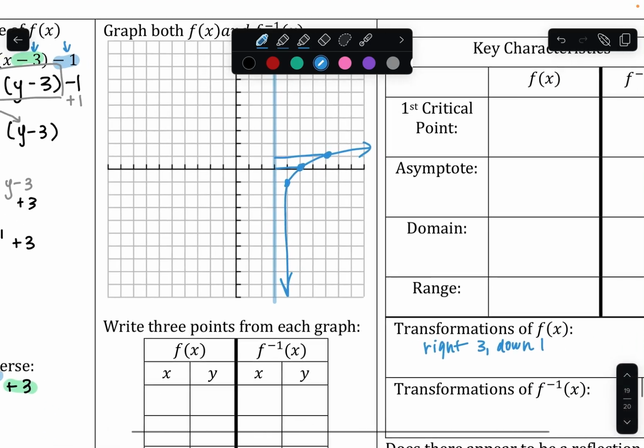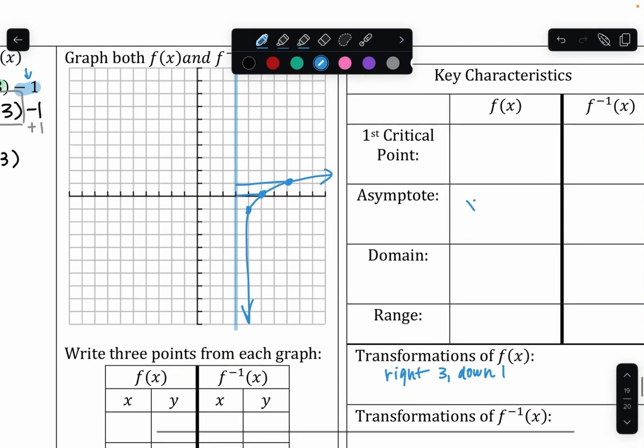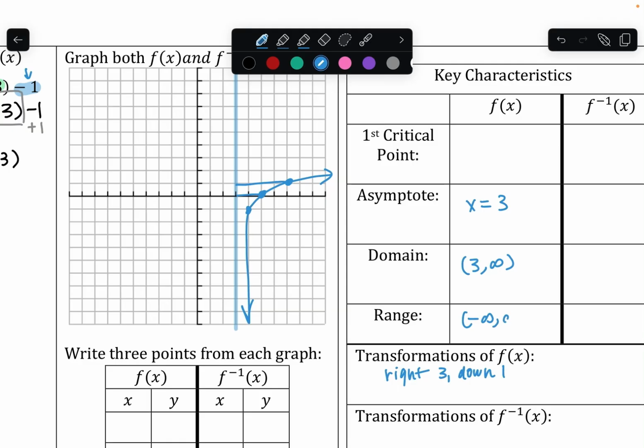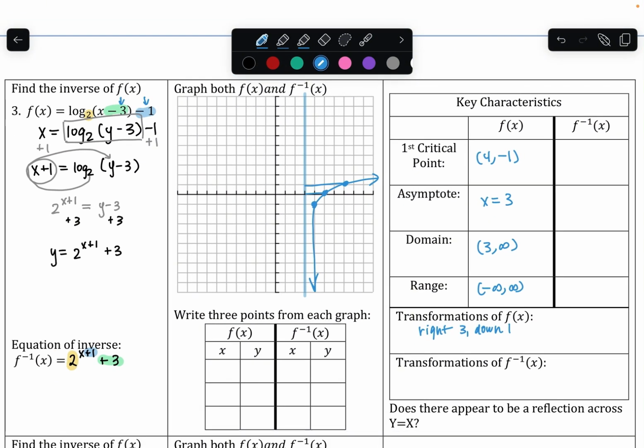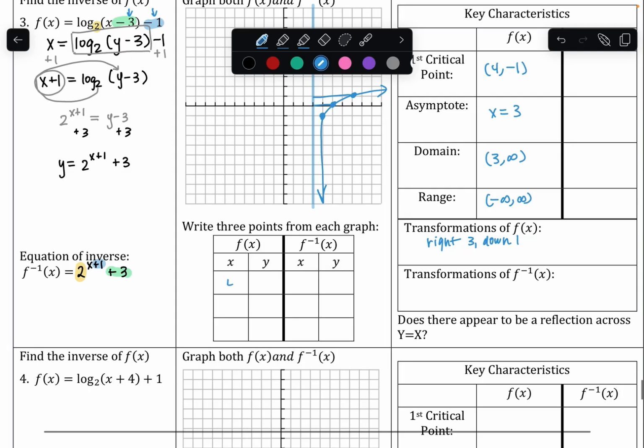Okay, and so our vertical asymptote is at x equals 3. The domain is to the right of the asymptote. The range is all real numbers. And that first critical point is at 4, -1. Okay, and so for -1, we also have 5, 0, and then we have 7, 1.